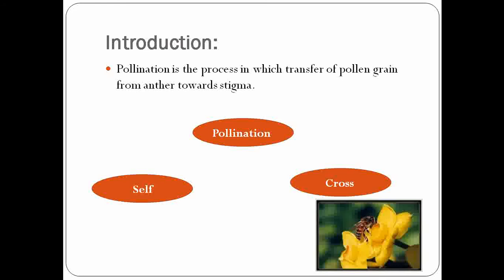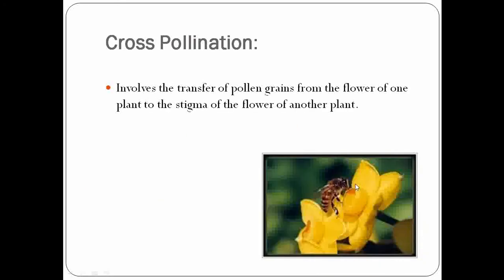So here the pollination is divided into two main types, that is self-pollination and cross-pollination. In the last video, we have discussed in detail about self-pollination. Today, we are going to discuss about the cross-pollination. So first we see the definition of the cross-pollination. So what is the cross-pollination?